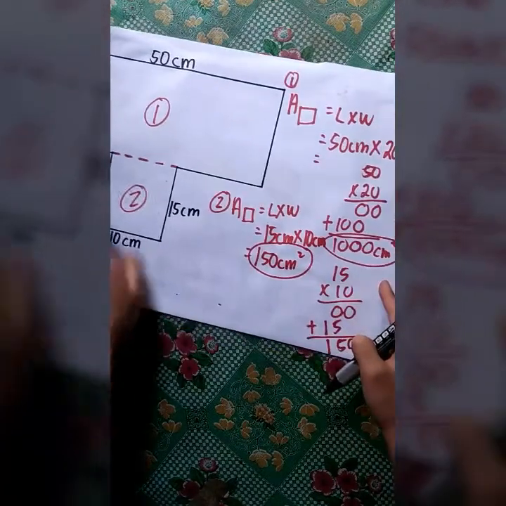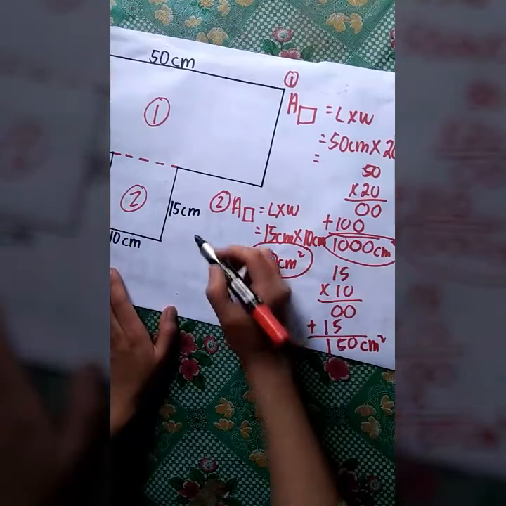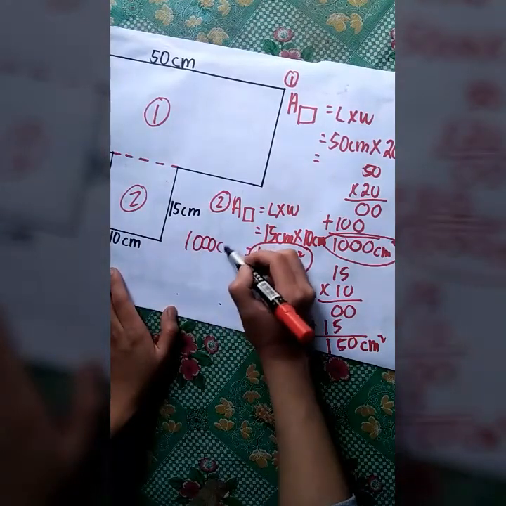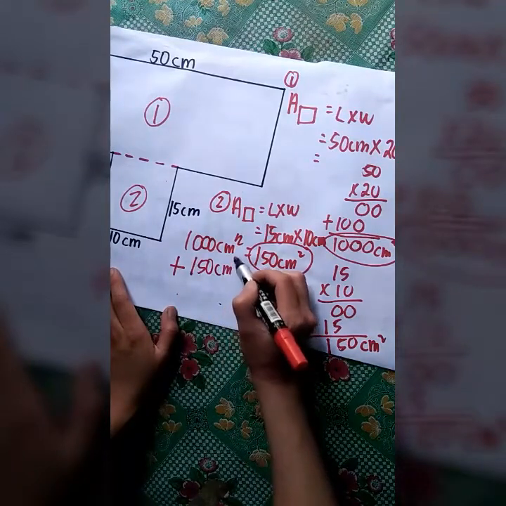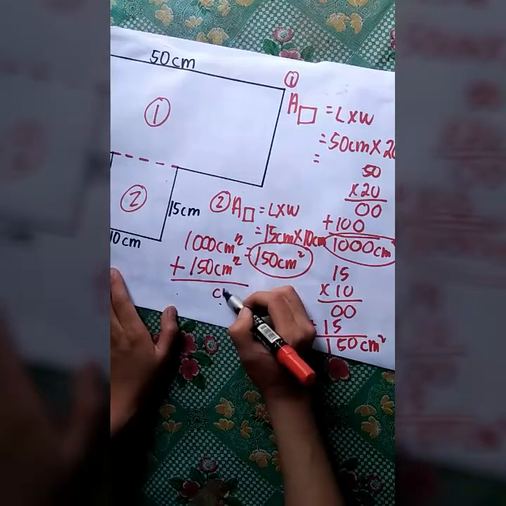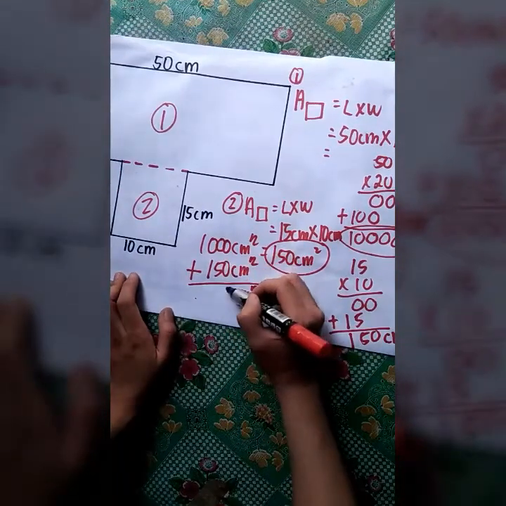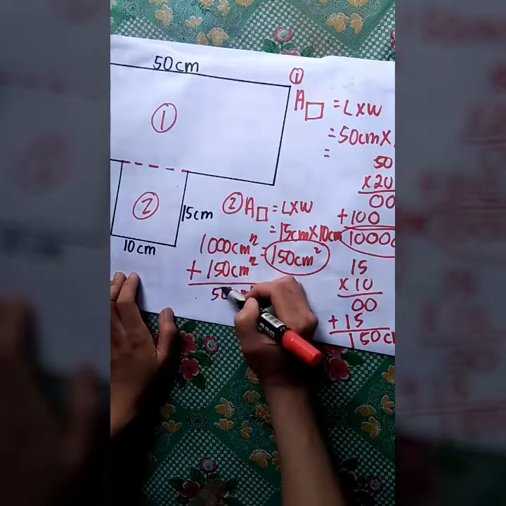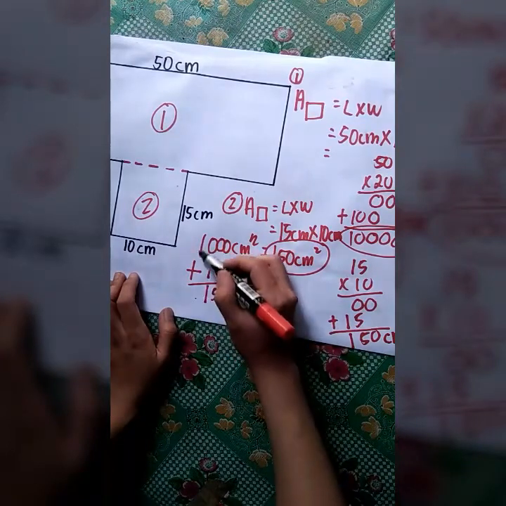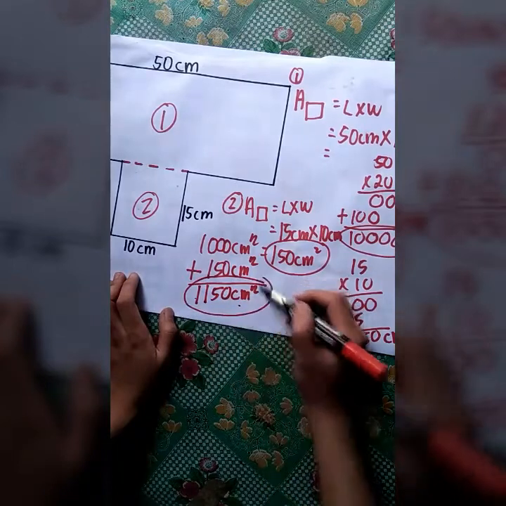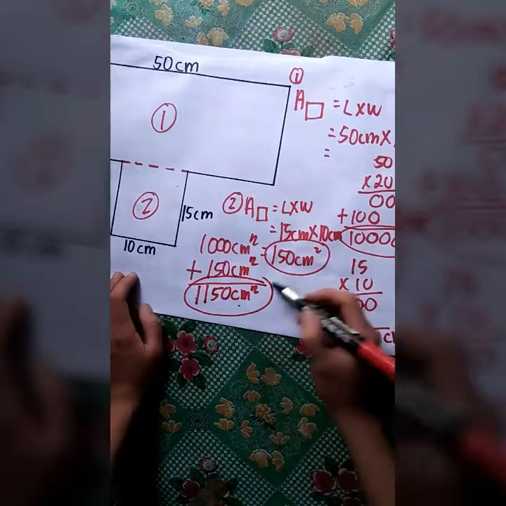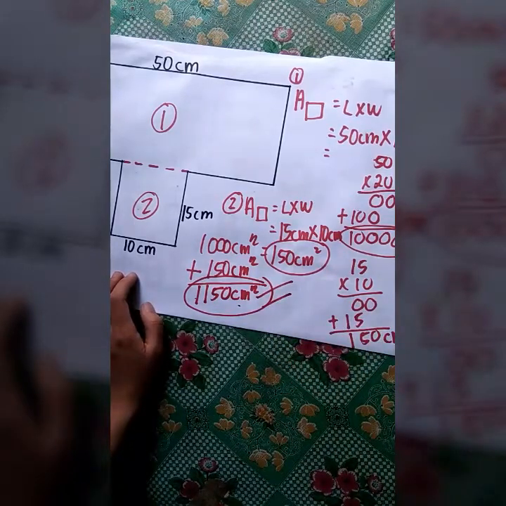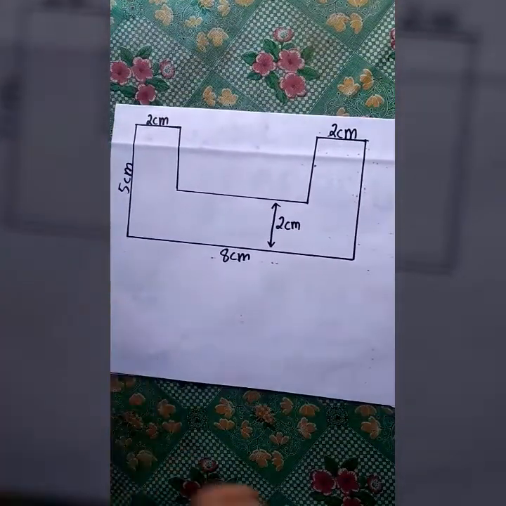To solve for the area of this composite figure, we're just going to add 1000 centimeters squared plus 150 centimeters squared. Again, don't forget to bring down the unit. 0 plus 0 is 0. 0 plus 5 is 5. 0 plus 1 is 1. Bring down 1. Therefore, if your answer is 1150 centimeters squared, give yourself 2 points. Please be honest. Okay, let's move on to letter C.